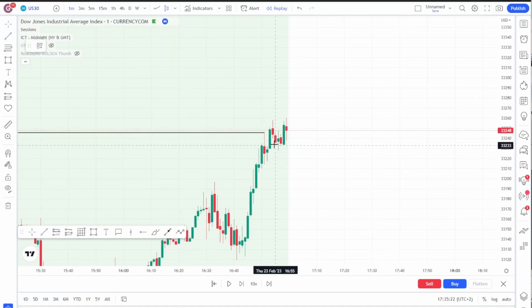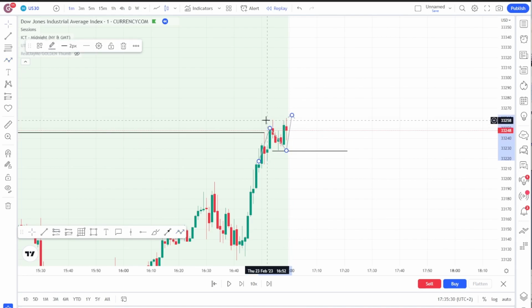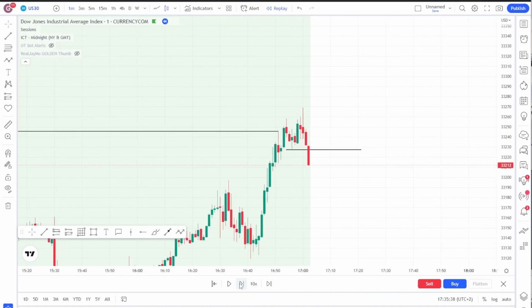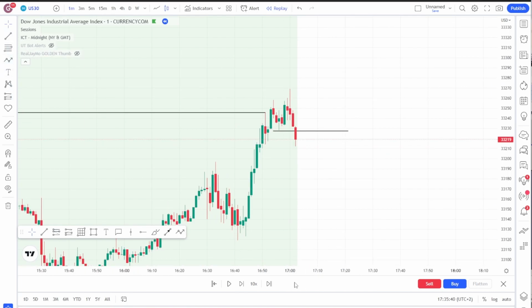And we look for a break of swing structure. Now you can see here that price went up, down, up, broke this, which confirms this low to us. So what we would look for is a break of this low. We have a break of the low, and now we look for the fair value gap. In this case, the fair value gap is right here.